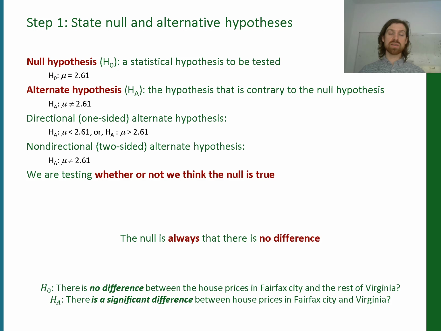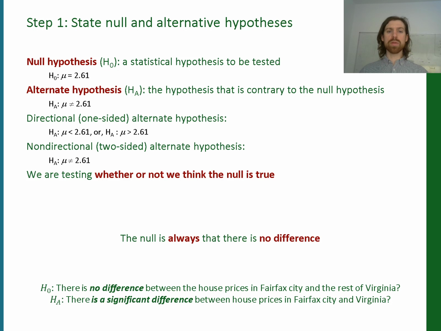Okay, so that's the 6 steps, and we're going to go over those now, and talk a little bit about what we do at each one of those steps. So in step 1, we need to state the null and the alternative hypothesis. We state here that the null hypothesis is H0. This is a statistical hypothesis to be tested. And we would expect that under the null hypothesis the sample mean is essentially the same as the population mean, so that there's no difference between the sample that we've achieved and the total population.